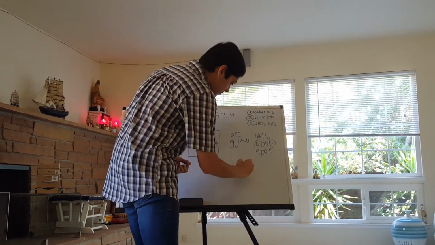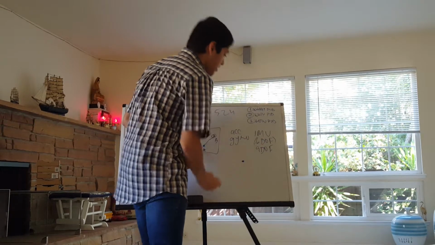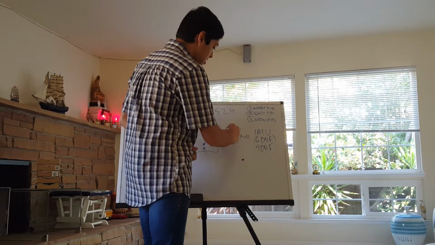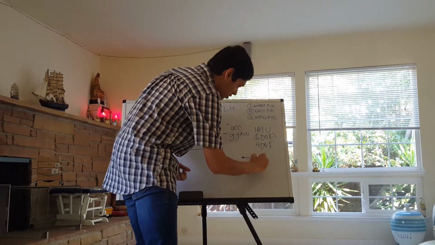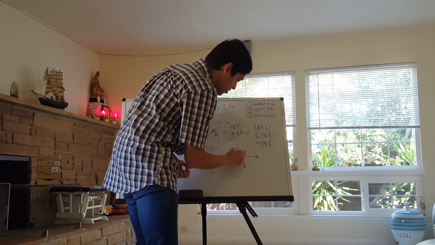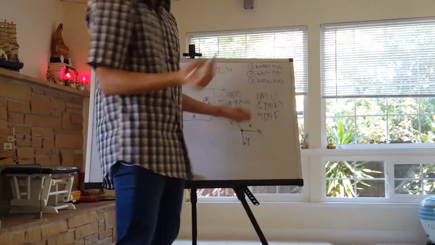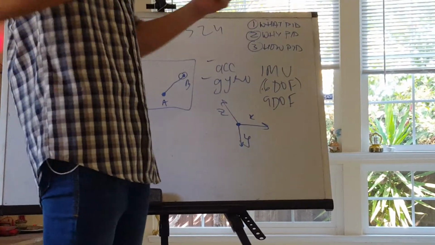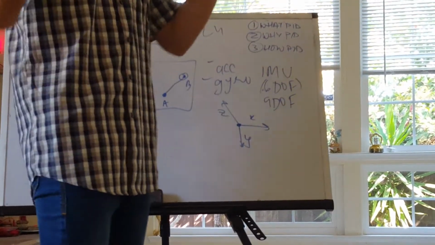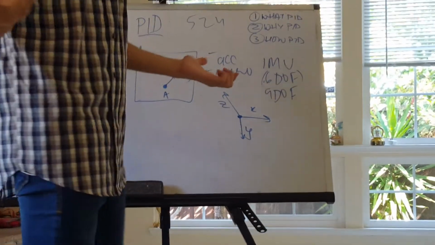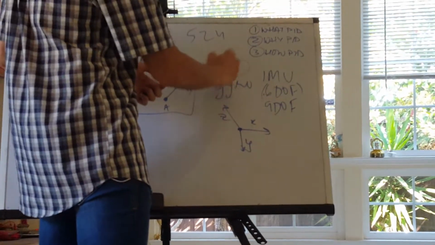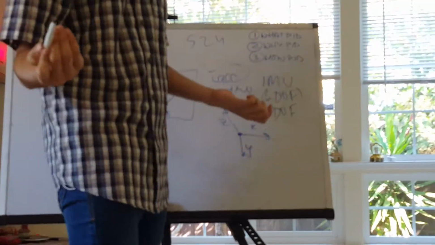So basically, a 6 DOF IMU is going to be an accelerometer plus a gyroscope. Now what the accelerometer measures is basically your acceleration in the x, y, and z directions. Now if we were in space where there's no gravity, it would have been enough to just have an accelerometer and we wouldn't need the gyro at all.